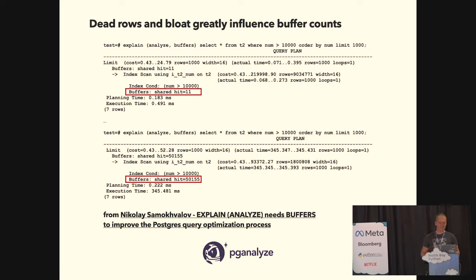The other thing to note, and this is definitely going to be easier to read when I share the slides later, is that there are dead rows in Postgres and bloat in Postgres. So sometimes when you look at these I/O statistics, you can find out that a table is bloated, and so things are slow because of that.